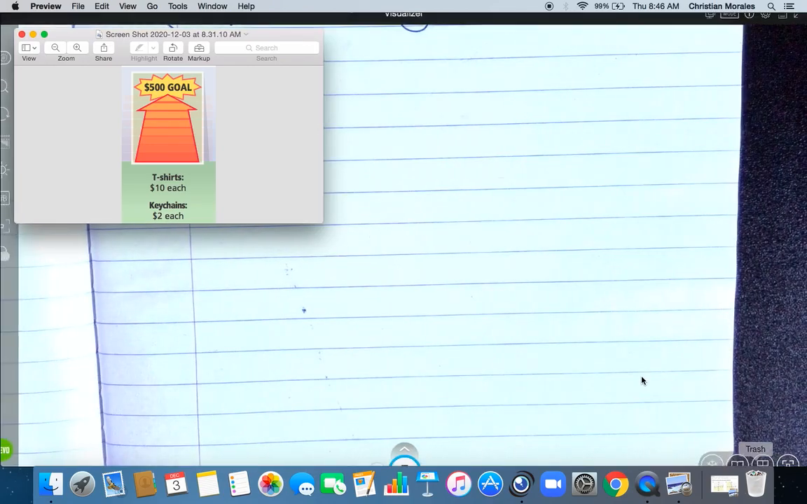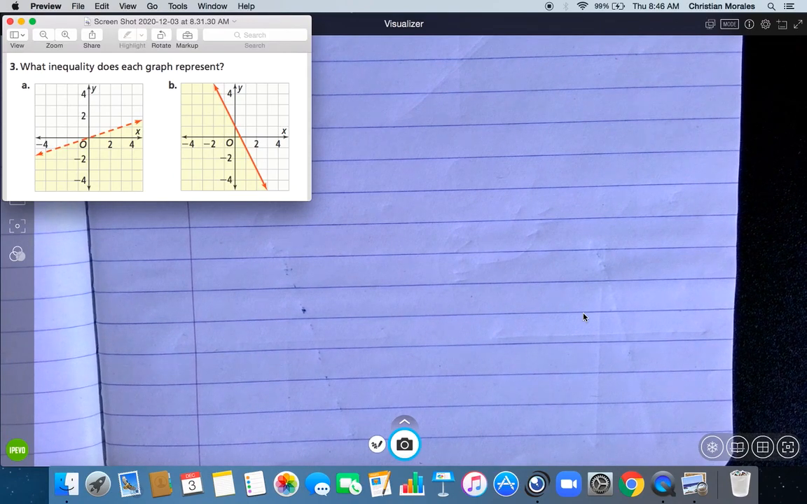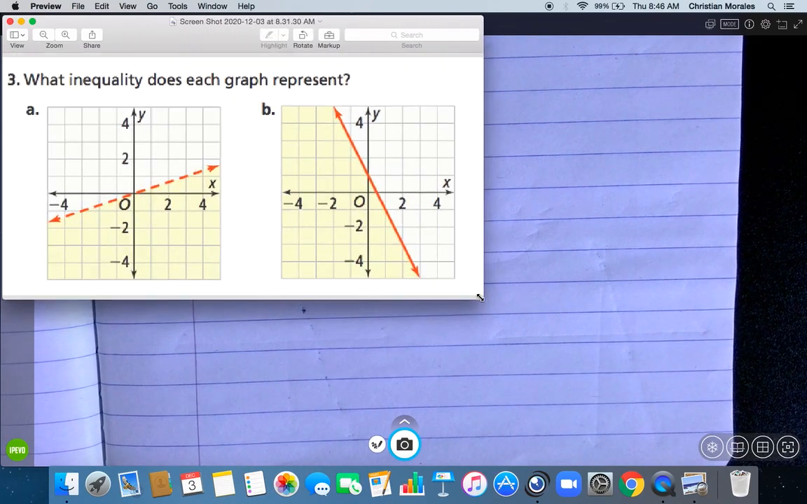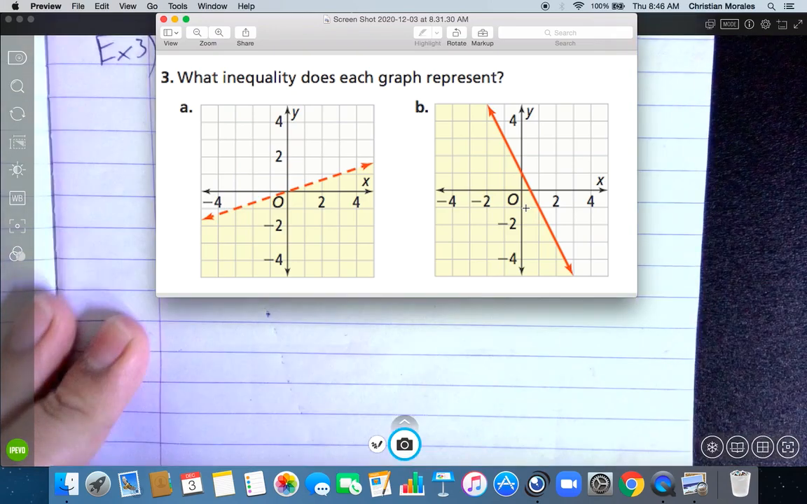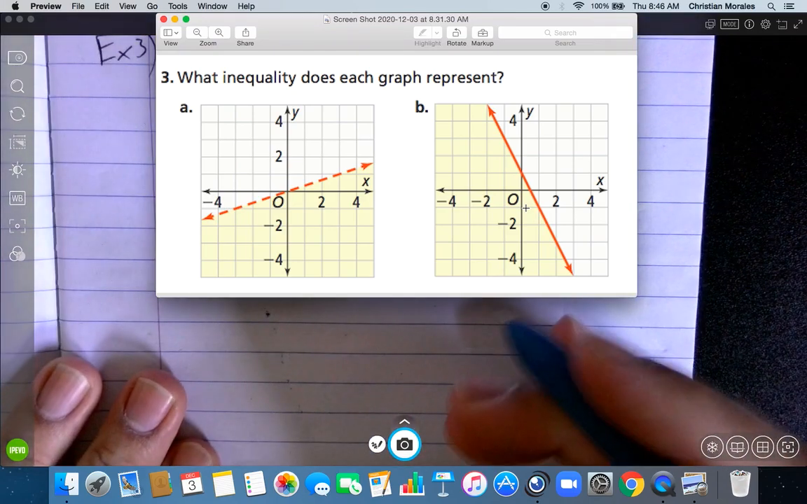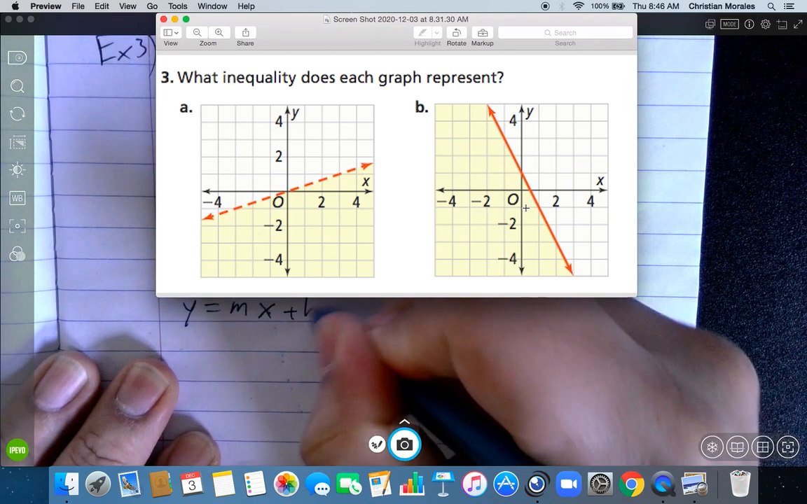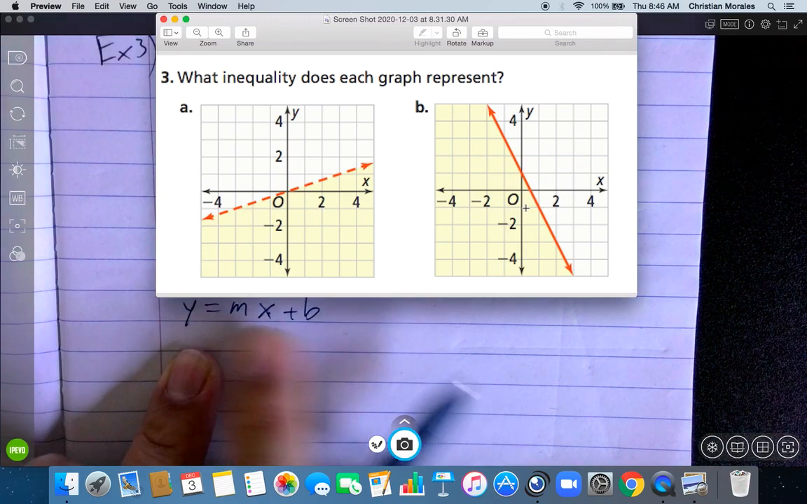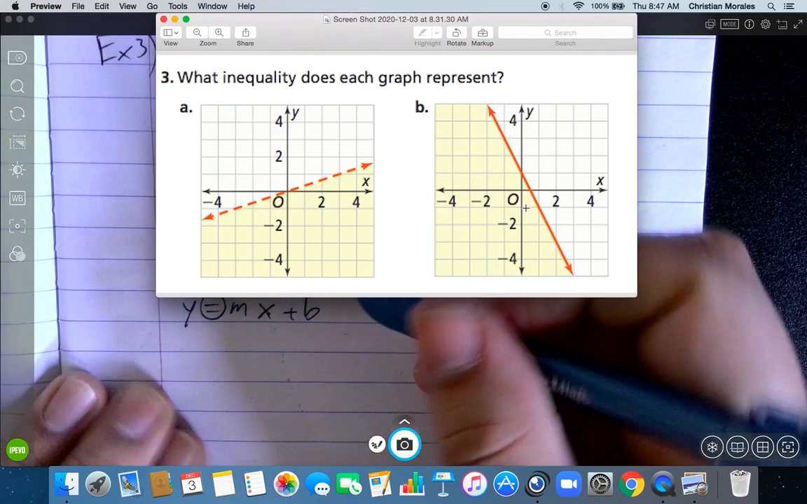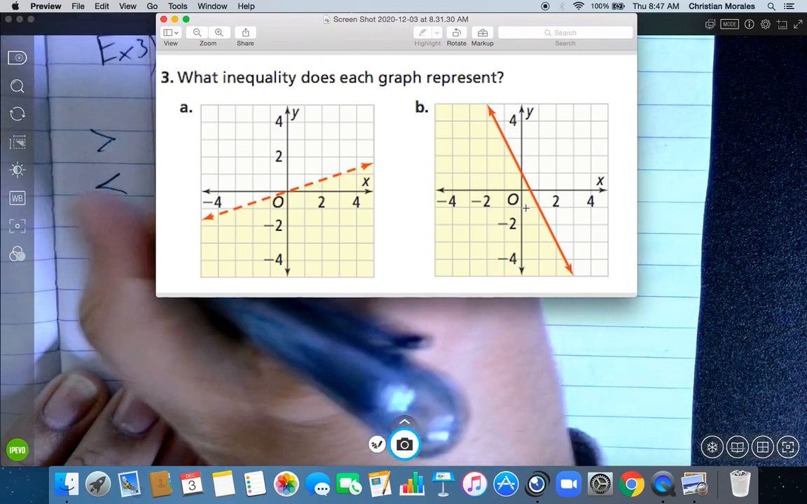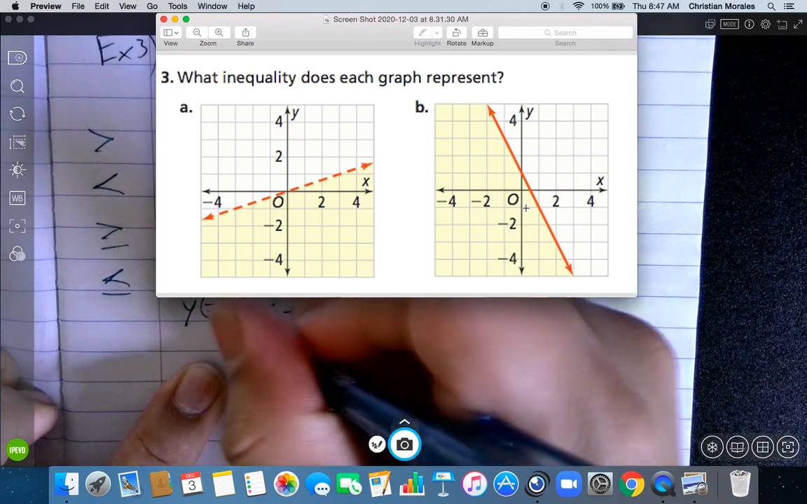The next one, example number 3. So here, let me make this a little bit bigger so you guys can see it. Here they want us to write two equations for these two graphs, okay? So we're going to use as our model y equals mx plus b. Okay, this is our starting point and our slope, our y-intercept and our slope, but we won't be able to use the equal sign, right? We're going to have to choose between greater than, less than, greater than or equal to, or less than or equal to. We have to choose between that, not the equal sign.